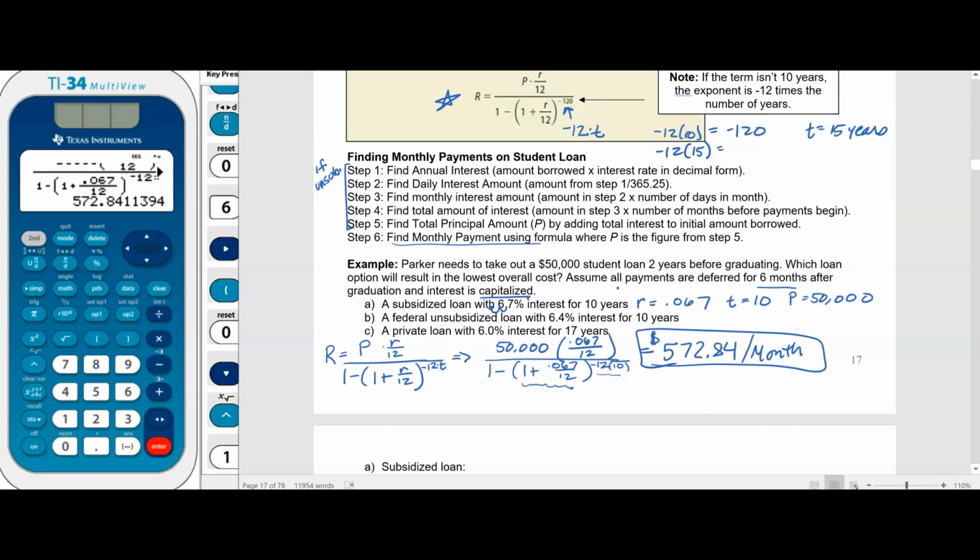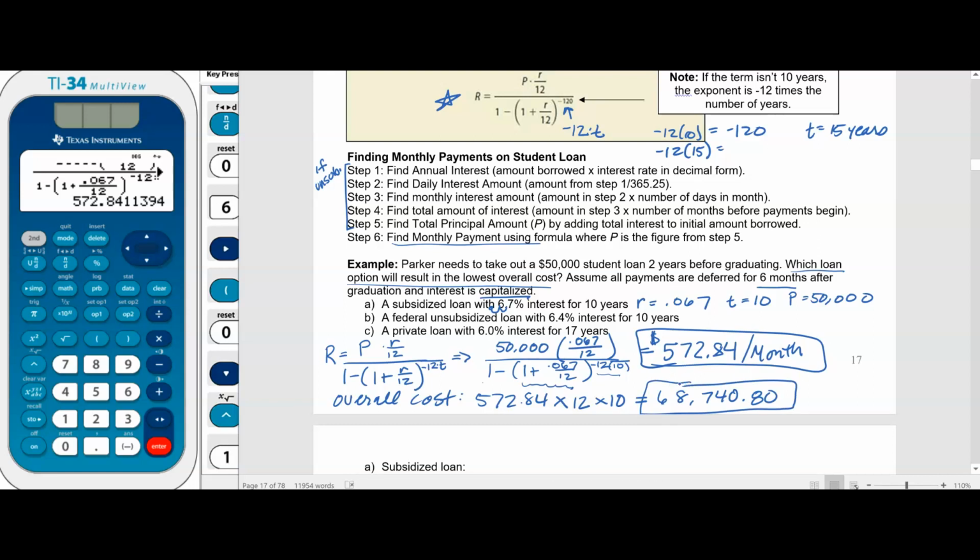So it says assume all payments are deferred. Let's find out which loan option will result in the lowest overall cost. So we actually have to go one more step further here and find the overall cost. So I'm just going to write overall cost, and that's going to be your monthly payment times the number of months. So there are 12 months in a year, and then we're doing this for 10 years. So 572.84 times 12 times 10, and that's $68,740.80.